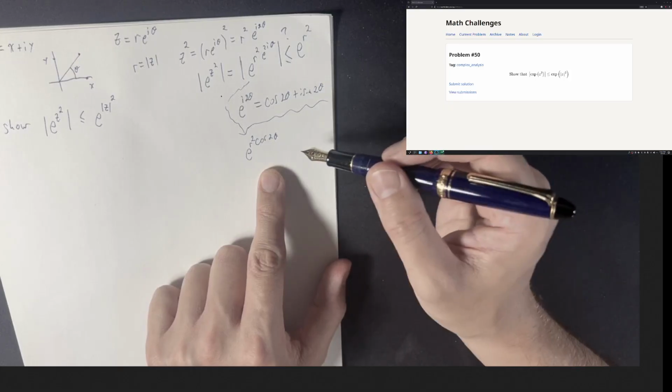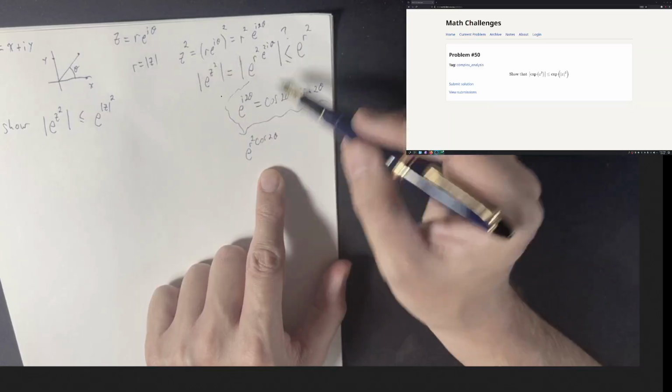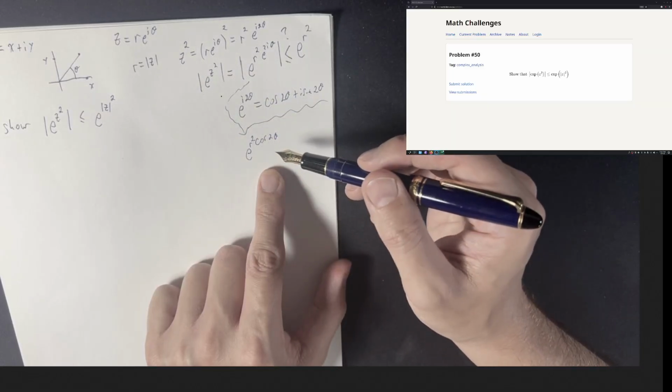Wow, I guess we could prove it this way. This is a little faster than what I was going to do. If you're comfortable with polar coordinates, this is like immediate. We're basically done.